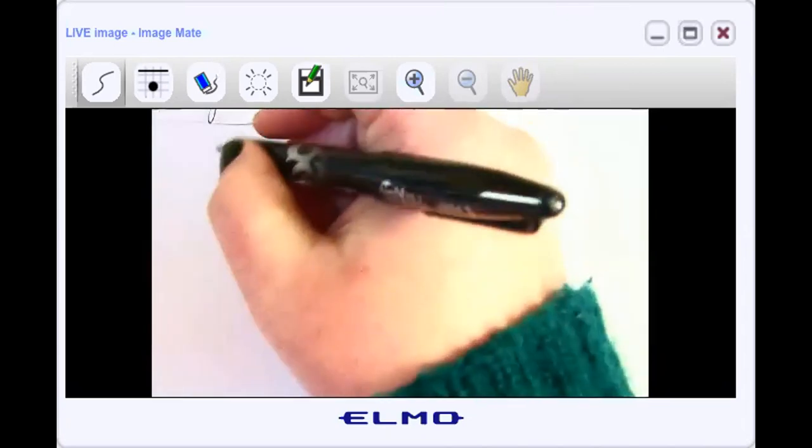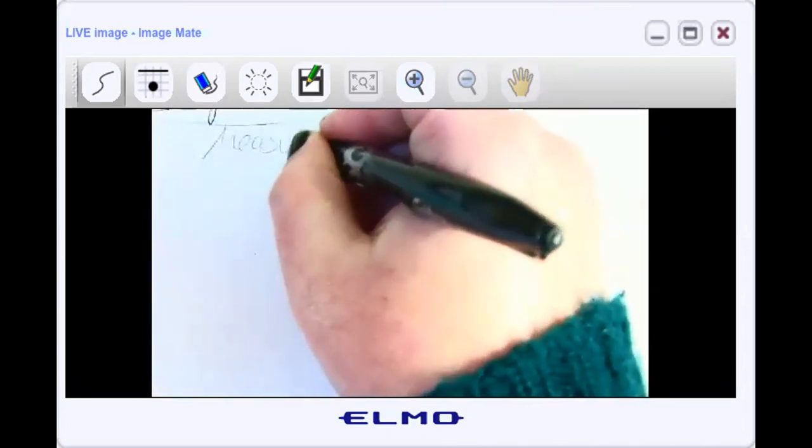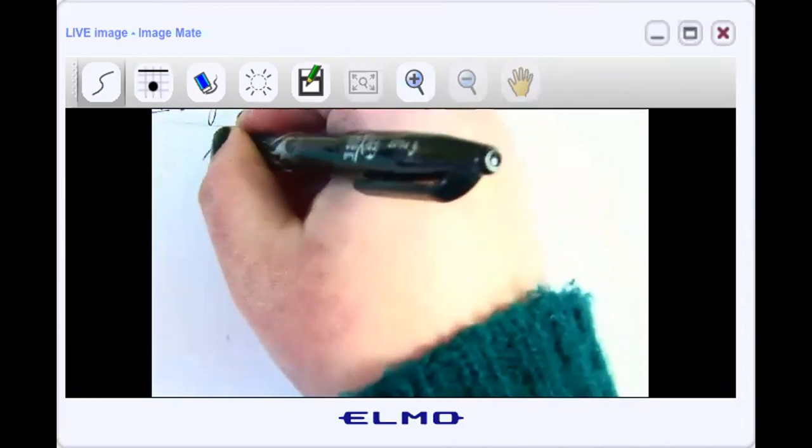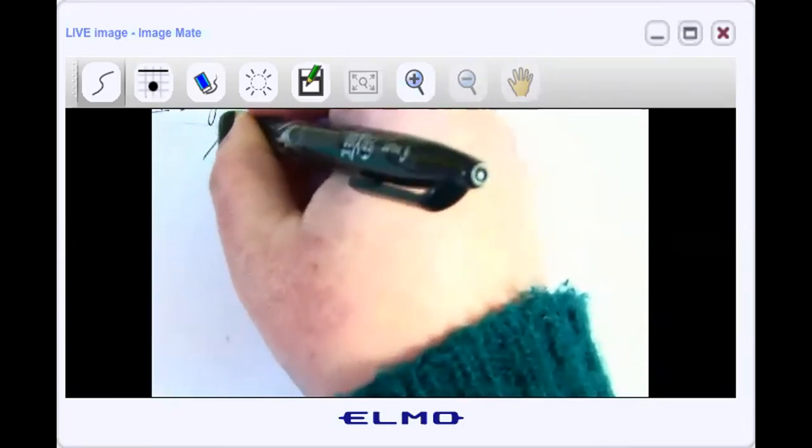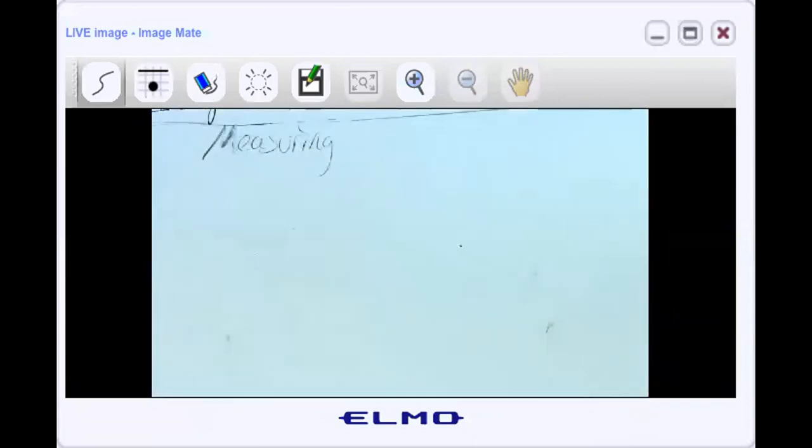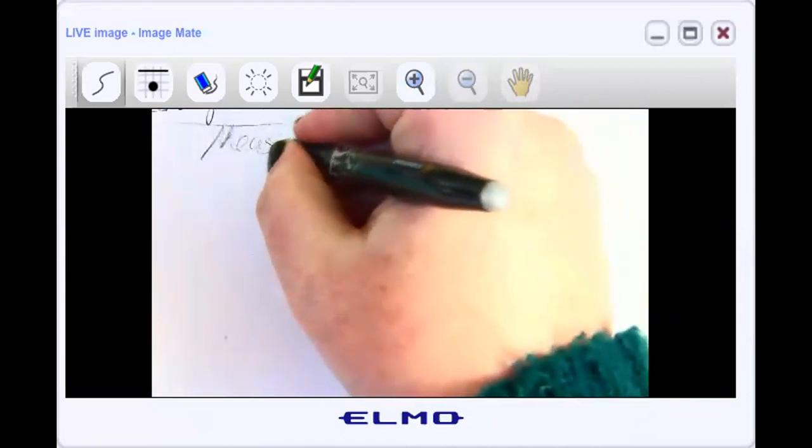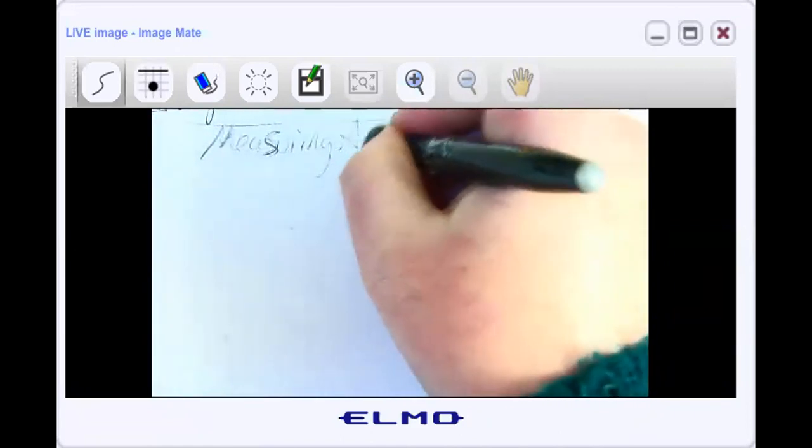Measuring angles. I don't know why my pen's deciding to not cooperate all of a sudden. Huh, that's weird. Oh. I got a whole pack of brand new ones. I'll just switch to a new one. Measuring angles.